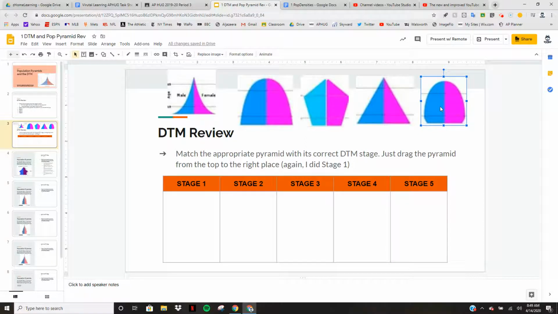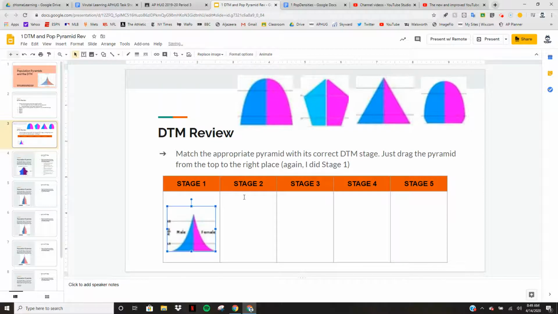And I want you to just do some matching. So this one I know is stage 1. I'm going to click it and drag it down into the stage 1 box. And then, depending on where you think this is, you grab it and drag it down, this one, and fill in the chart. Because the more you can make those associations, again, the better you're going to understand both concepts. This is where they're sort of merged together.